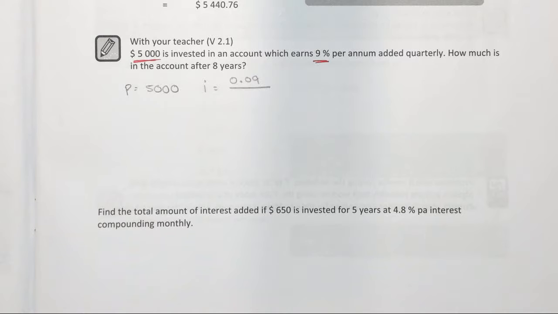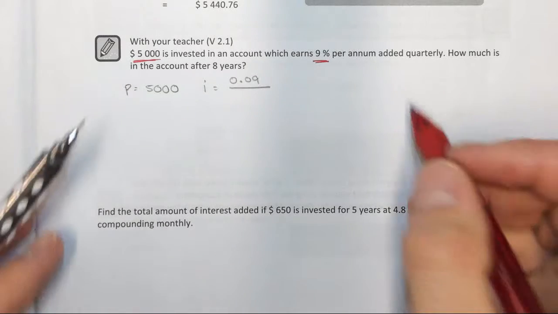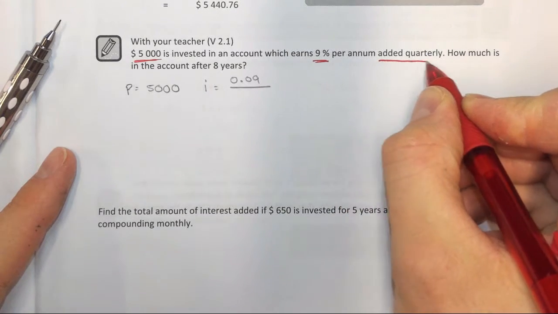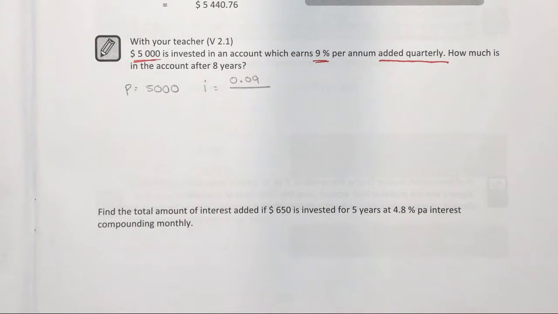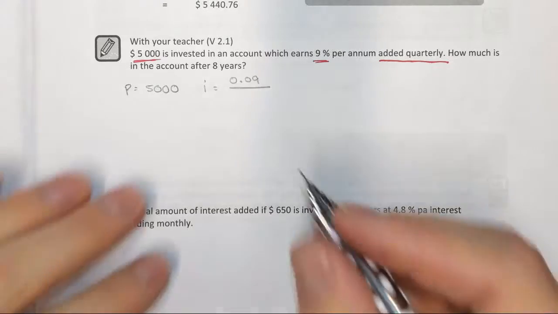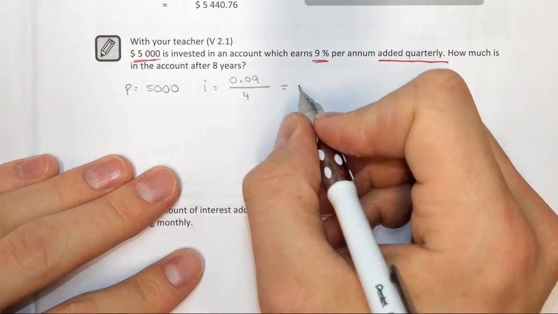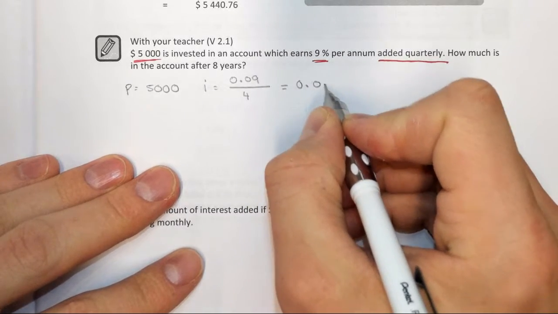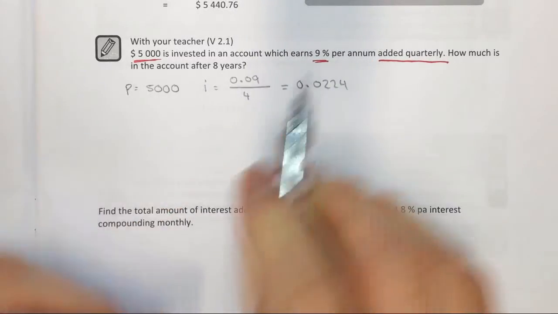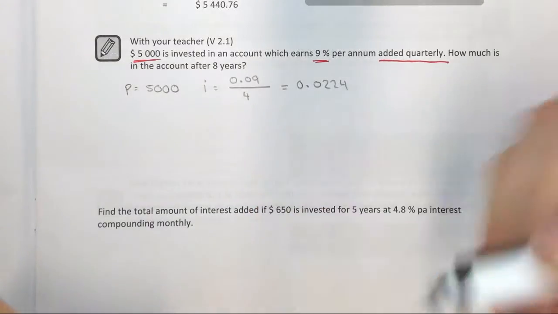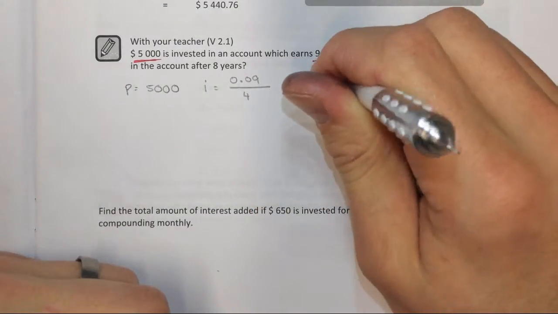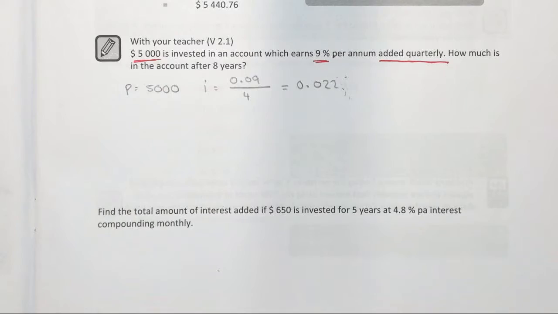Okay, Montgomery this time then. What do I need to divide that by, based on what we're given in the question? 365. No. Really, 4. Yeah, 4, because we're adding that interest 4 times a year. So we're going to divide that 9% by 4, which is going to give us 0.0225. So that's our second thing.